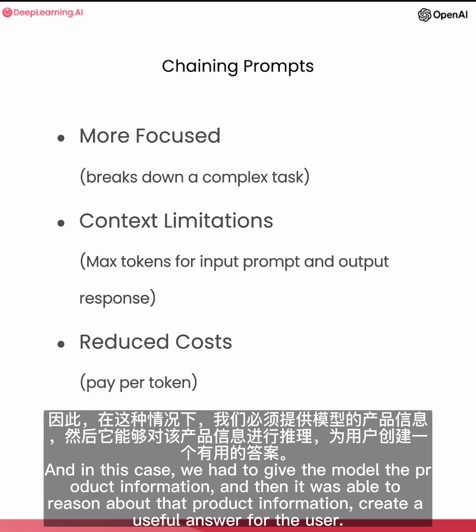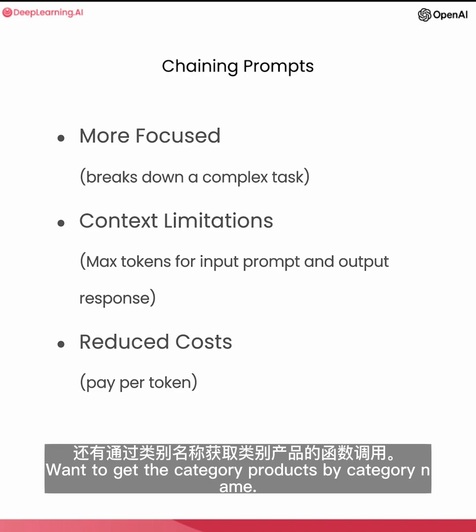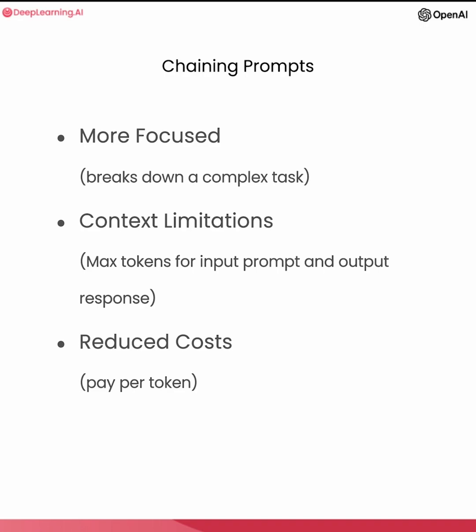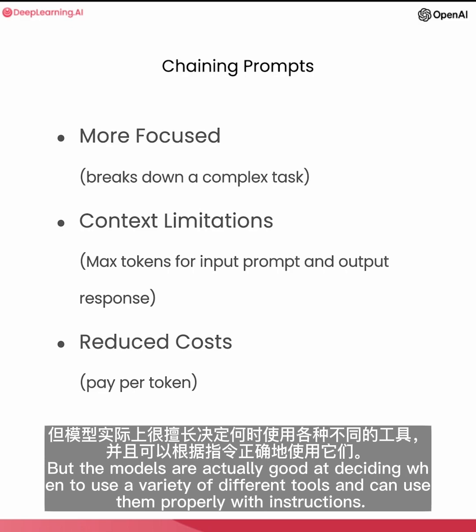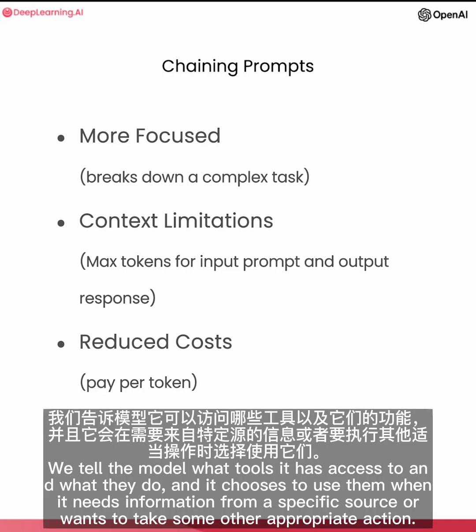And so in this case, we had to give the model the product information, and then it was able to reason about that product information to create a useful answer for the user. And in this example, we only added a call to a specific function or functions to get the product description by product name, or to get the category products by category name. But the models are actually good at deciding when to use a variety of different tools and can use them properly with instructions. And this is the idea behind ChatGPT plugins. We tell the model what tools it has access to and what they do, and it chooses to use them when it needs information from a specific source or wants to take some other appropriate action.